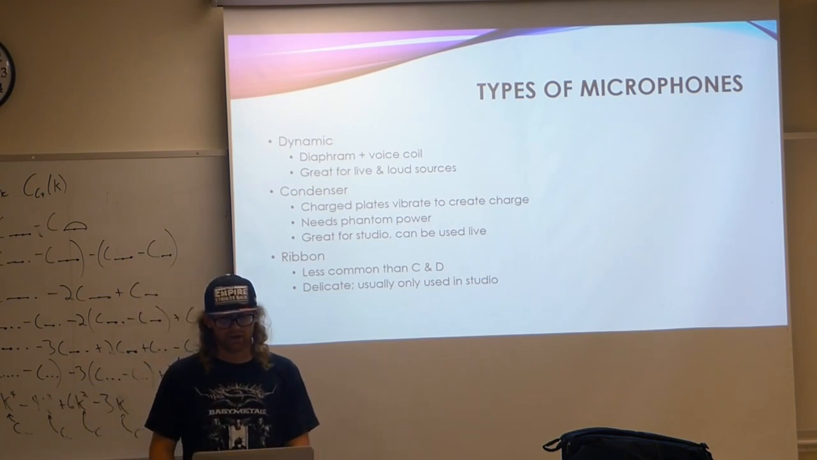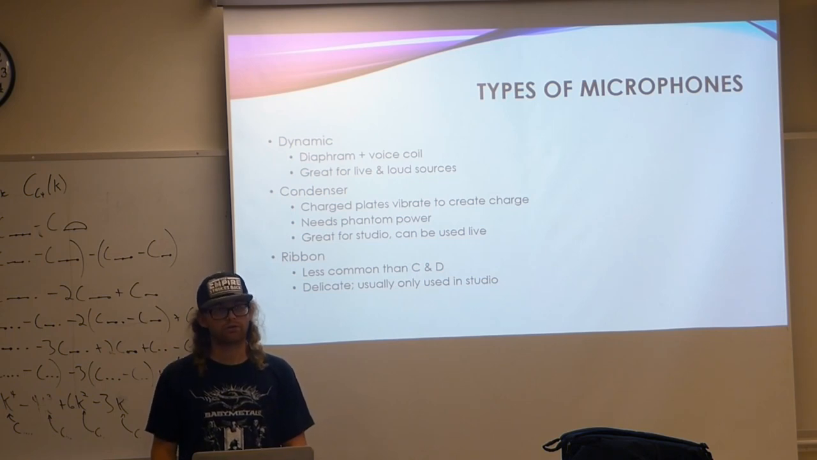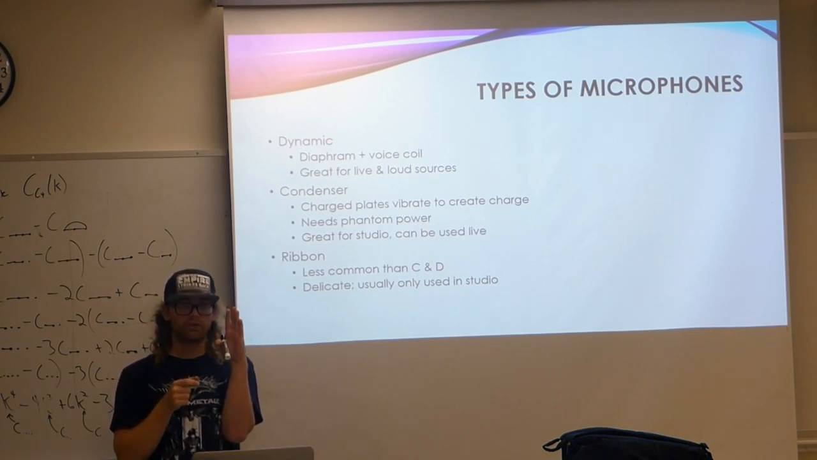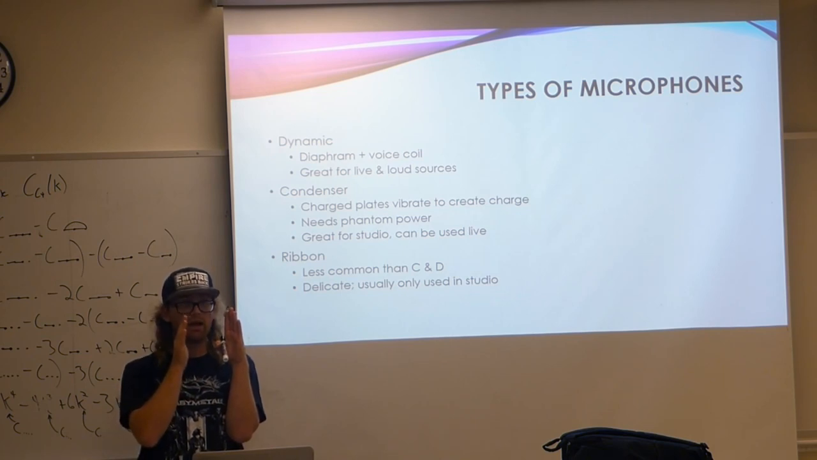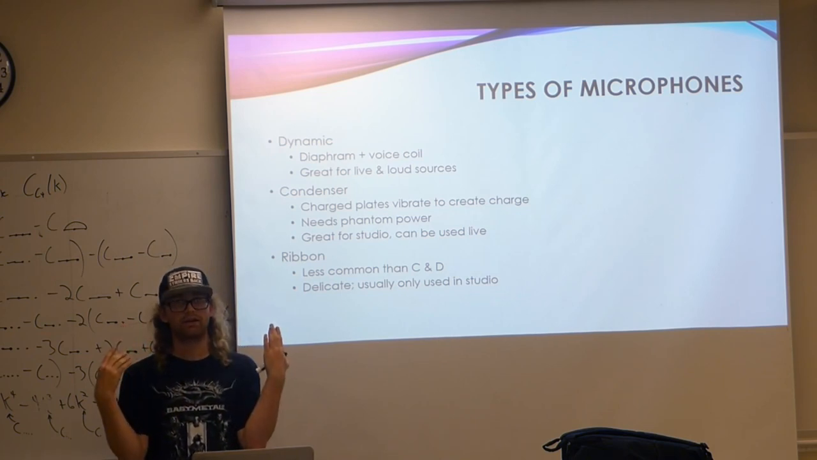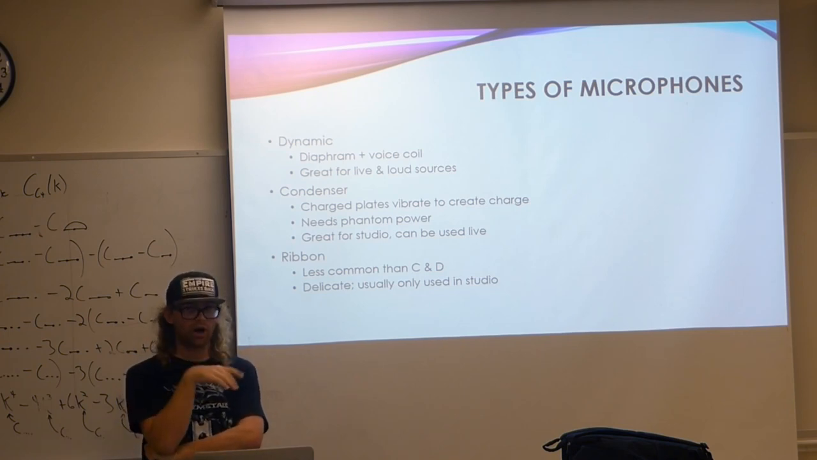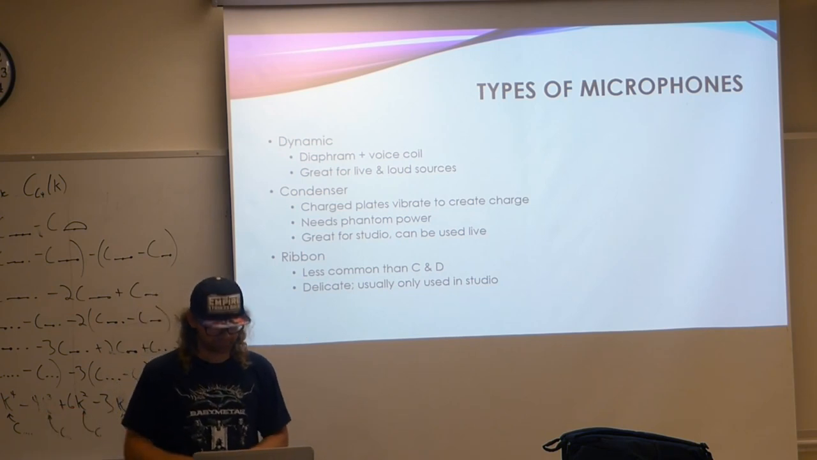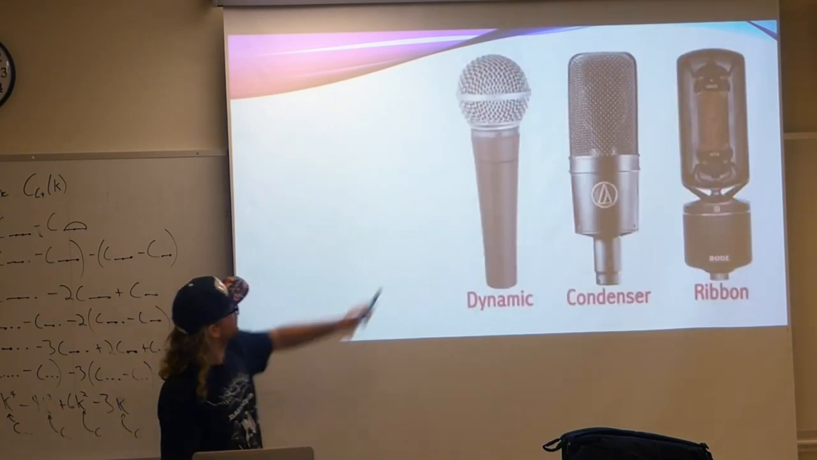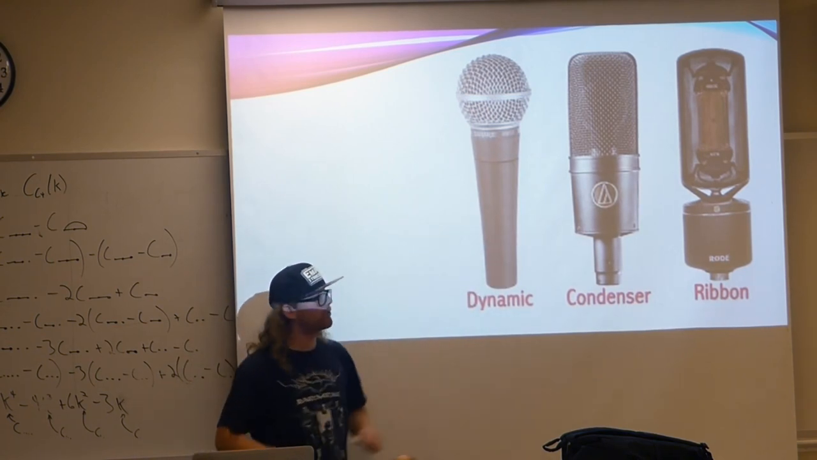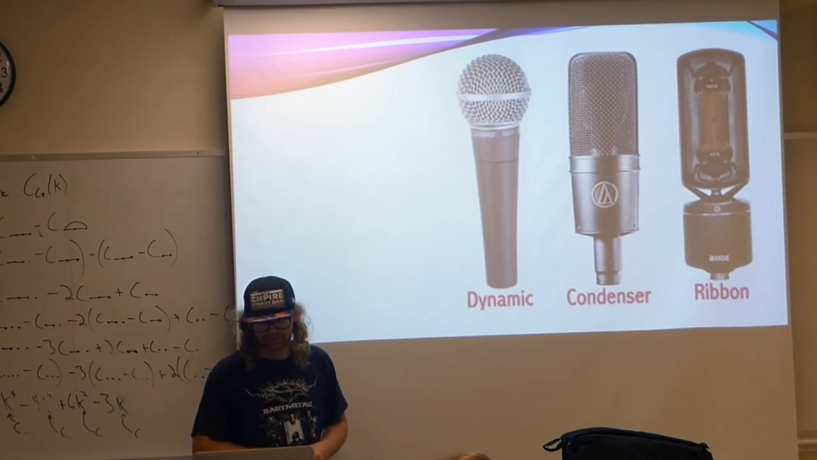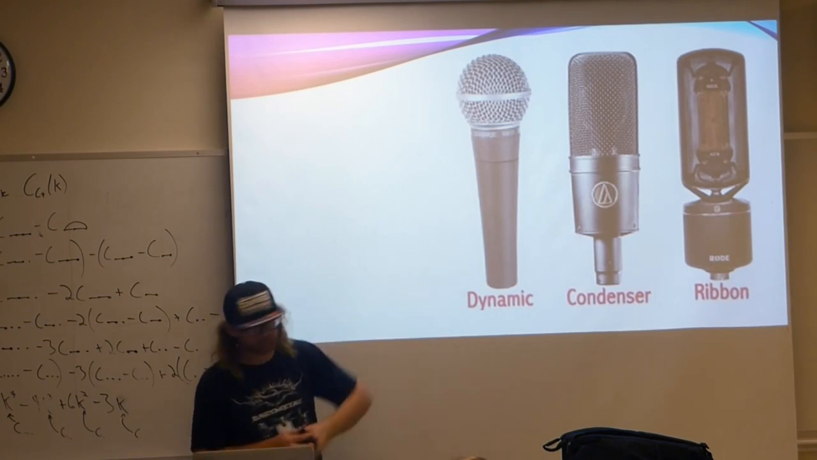Ribbons are passive. In general, they're a lot more fragile than condenser and dynamic mics, because it's literally two magnets and a really, really thin piece of aluminum. When you sing into it, you vibrate the piece of aluminum, and that creates a charge across the two magnets. So if this little tiny piece of aluminum gets dropped or broken, you're basically screwed. This is a Shure SM57, 58, the most popular and most widely used mic in all of existence. That's an example of a classic dynamic mic, and then condensers and ribbons.